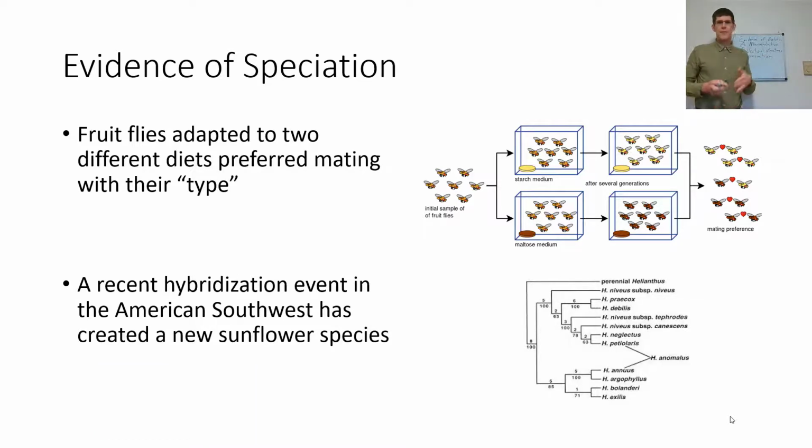Given different diets, you can have some fruit flies, and you can feed them on starch or maltose. And over time, they will become adapted to living on starch or living on maltose, and they'll actually begin to show mating preferences to other flies that feed on starch or feed on maltose. Now, it's not a complete speciation event because some still can mate, and if you just inseminate these flies artificially, they'll still produce viable offspring. There's also a hybridization event between two different species of flower in the American Southwest, producing a new sunflower species. So we can see divergence or fusion of species.